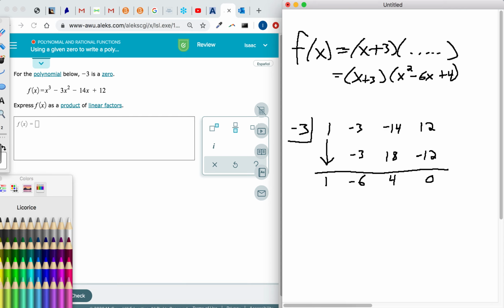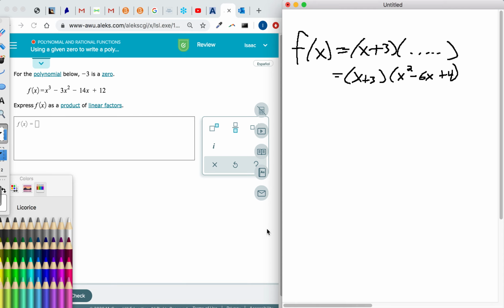Okay, so we've reduced it. It's gotten smaller. We took the function. It was x to the third minus 3x squared minus 14x, and we rewrote it as x plus 3, parentheses, x squared minus 6x, etc. So now we got to try to factor it again, because they said linear factors. This is a quadratic factor. So you got to try to find something that you can divide, that you can put into this to make it equal 0. They gave us a gimme. They gave us that negative 3 was a 0. Now we got to try to find the other zeros.